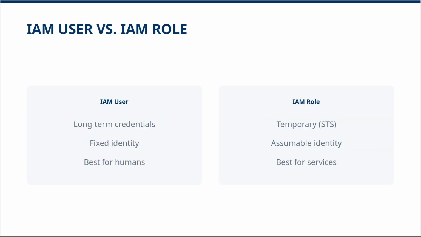This distinction is very important in interviews. IAM users are typically created for humans and use long-term credentials. IAM roles are designed for AWS services and applications, and they use temporary credentials provided by STS. In modern architectures, interviewers expect you to prefer roles over access keys wherever possible.